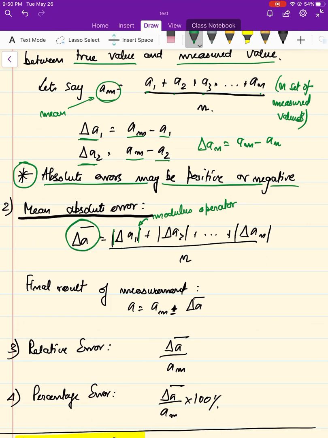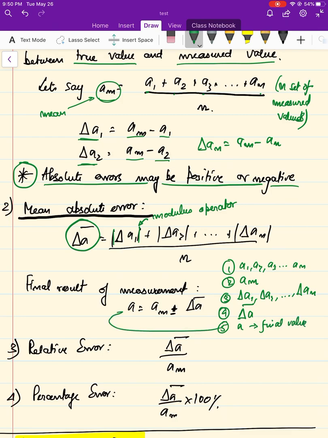So if you want to find out the final result of something which has been measured, first of all you have a1, a2, a3 up to an, and then in step 2 you get something which is called a_m, the mean. Then you get delta a1, delta a2 up to delta an. In step 4 you have something called delta a bar, which is the mean of the absolute errors, and then you finally have your final value a, which has this formula: a = a_m plus minus delta a bar. Now it depends on how your problem is.